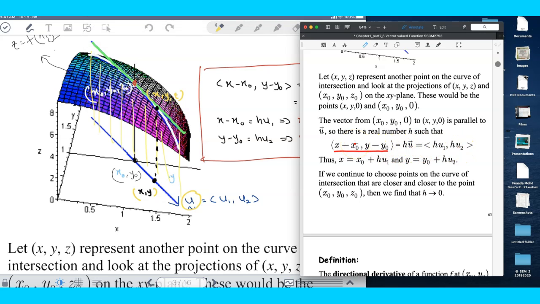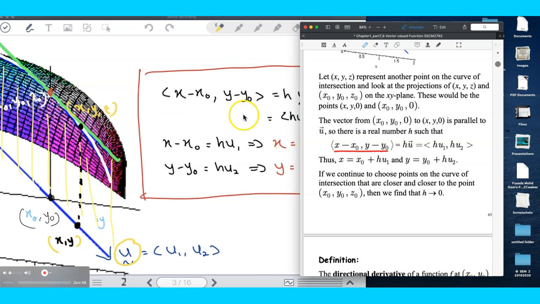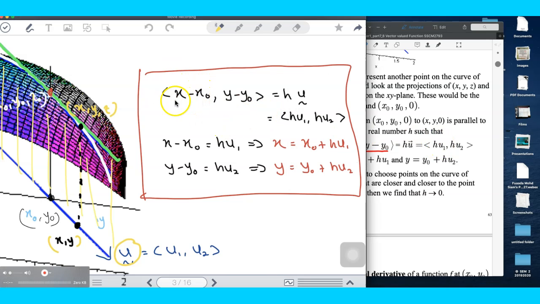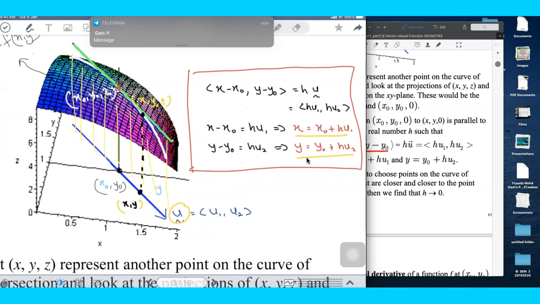So now we can write down the equation. For the x component, you have x minus x naught equal to hu1, and for the y component, y minus y naught equal to hu2. Then you can rewrite x in terms of x naught and u1. You just rearrange and you will get this relationship.